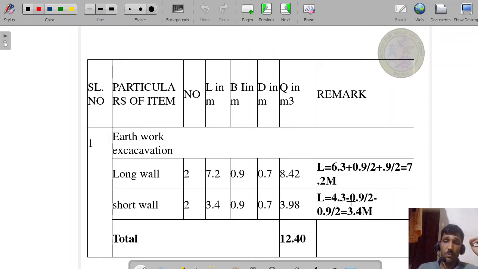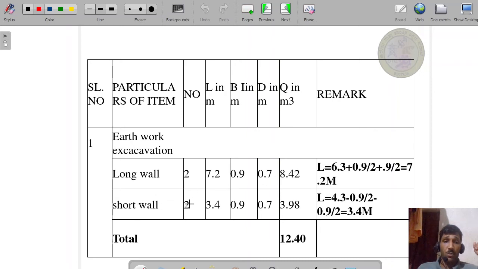In short wall, both the widths are to be deducted. 0.9 by 2 minus 0.9 by 2. Number of lengths, 2 numbers. Therefore, the obtained long wall length is 7.2 meter and breadth is 0.9 meter. Depth is 0.7 meter from the ground level. Then by multiplying all this, you can get the value 8.42 meter cube.